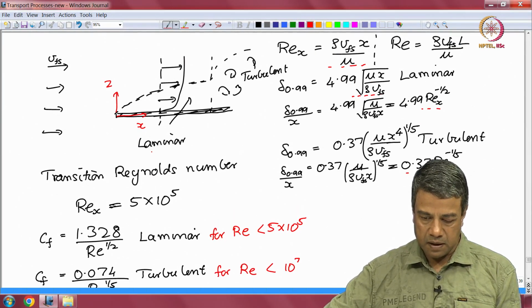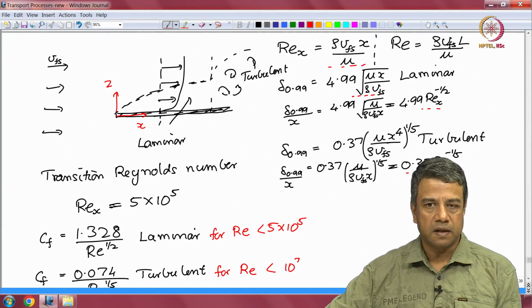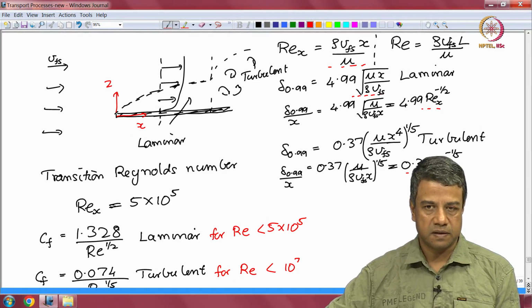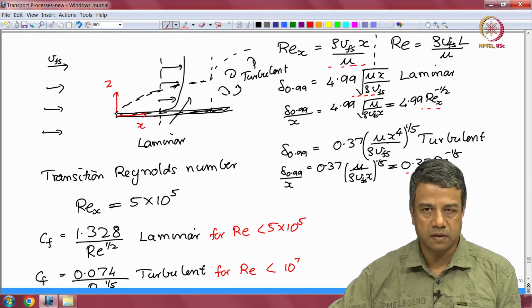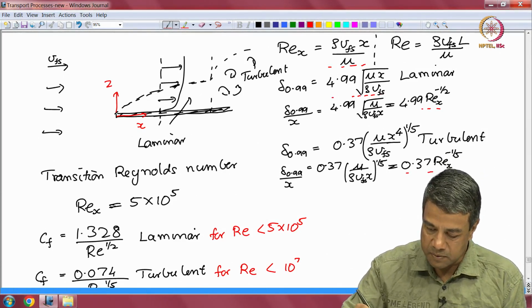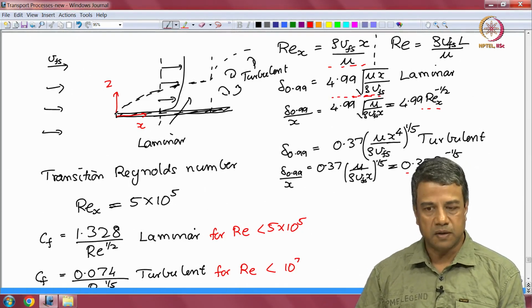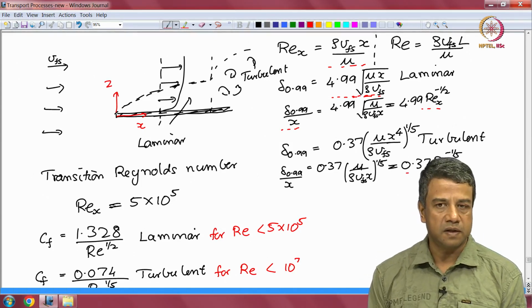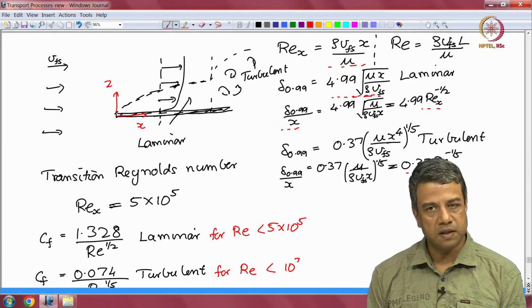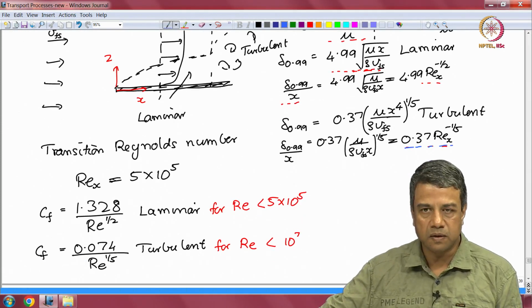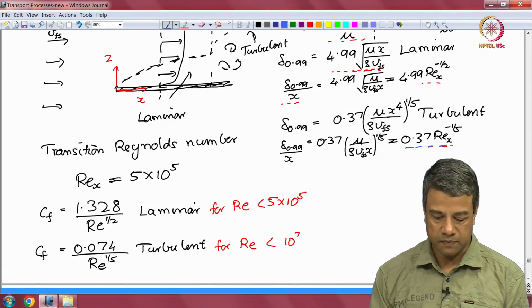And I had told you that the retardation effect of the surface, the shear stress exerted at the surface, affects the velocity field within a thin boundary layer close to the surface. This boundary layer has a thickness which increases proportional to x power half. So, the boundary layer thickness divided by x goes as the Reynolds number based upon x to the minus half. That is for a laminar flow. For a turbulent flow, it goes as the Reynolds number based upon x to the minus 1/5 power. So, these are the boundary layer thicknesses in the laminar and turbulent flow.